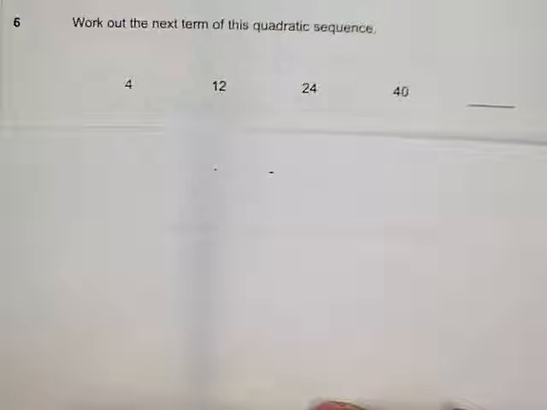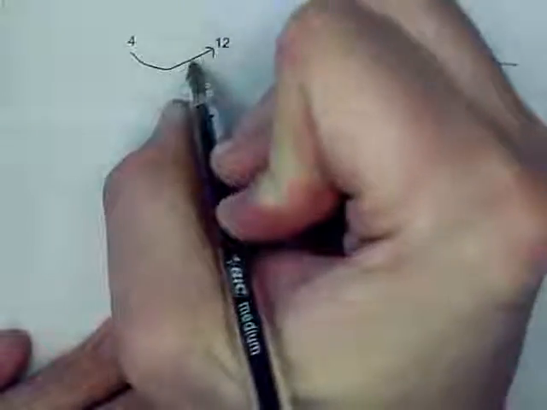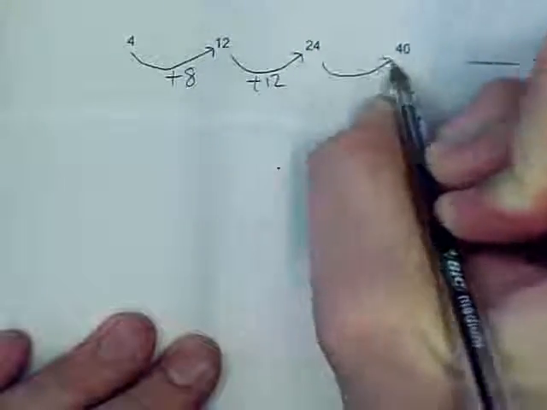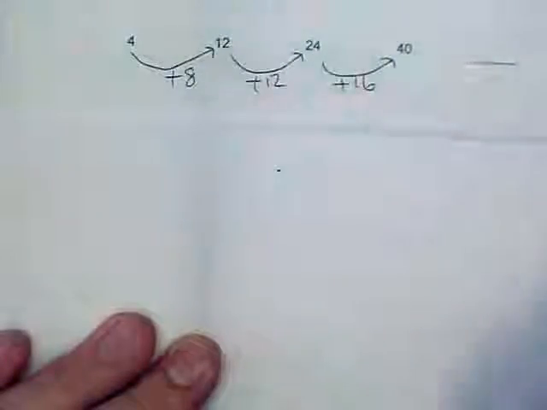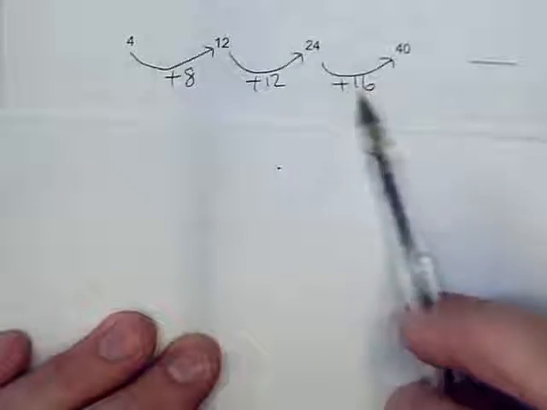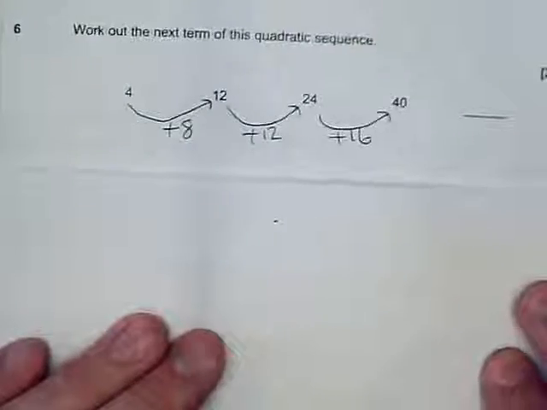Okay, question 6. Work out the next term of this quadratic sequence. So if we look at the terms, we can see 4 to 12 goes up by 8, then it goes up by 12, then it goes up by 16, okay? And because they're not going up by the same number, that's why this is a quadratic.